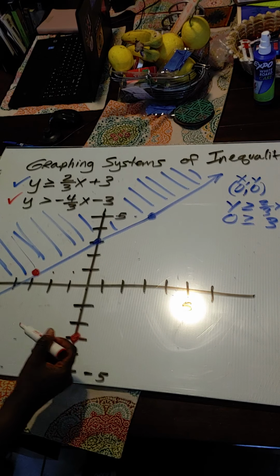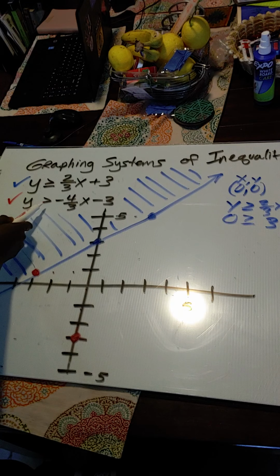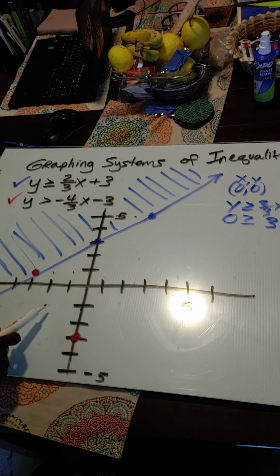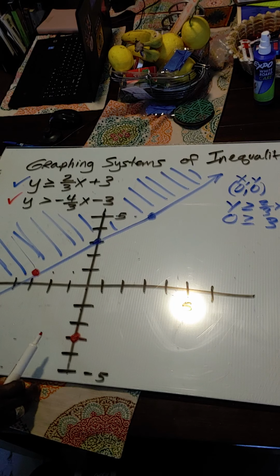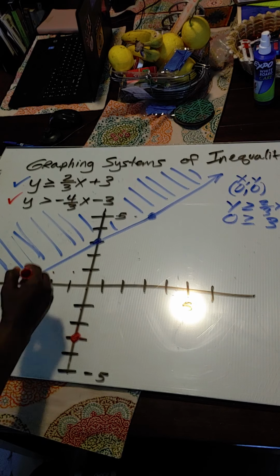Now, before I draw my line, I must decide whether or not this is solid or dotted. Very clearly, in this inequality, we do not have an equal sign underneath the inequality. So therefore, this is not going to be a solid line, right? It is going to be a dotted line.